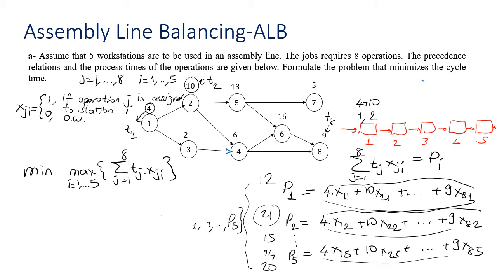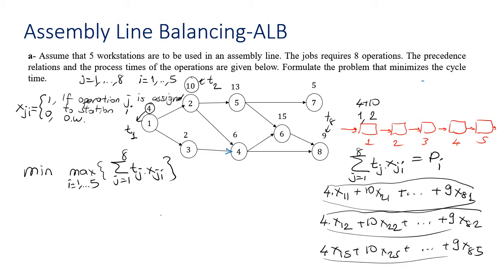Of course, I will have a number of constraints, but before moving to those constraints, there is one observation that I need to make. What is that observation? This objective function is not linear. It's a min-max objective function. And remember, how do we linearize a min-max objective function? Simply, we define this maximum to be a variable, z, and we write our objective function as minimize z.